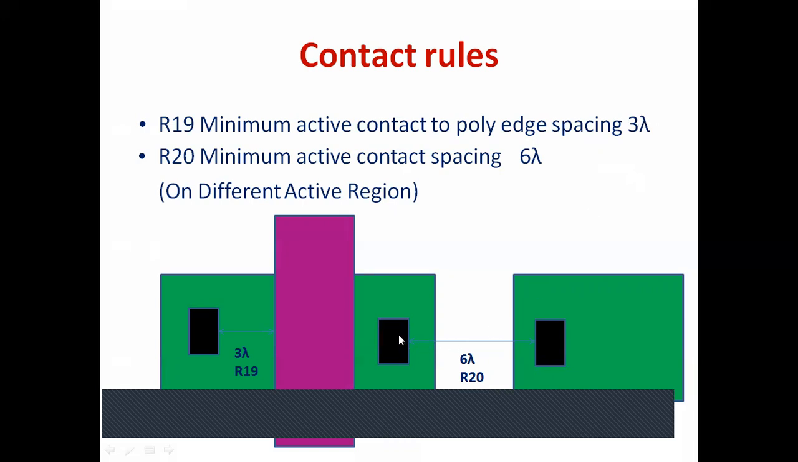Then if these contacts are on different active regions, here is one active region, here is another active region. So this is one contact, this is another contact on different active areas. This is contact edge, this is another contact edge, and this distance has to be 6 lambda. That is called R20. So in this way, we have seen 20 rules up till now. You have to remember this.